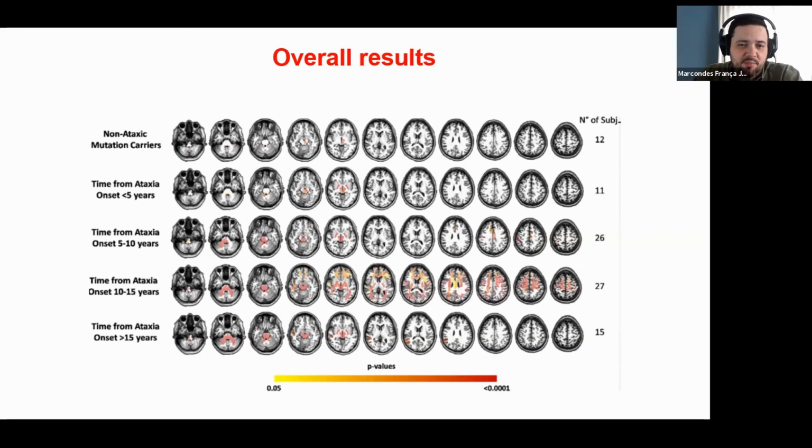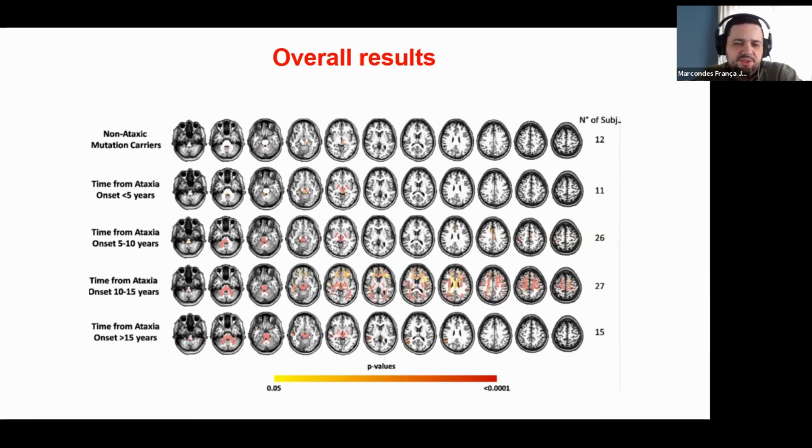So namely within the brainstem and also in the basal ganglia. And then when you look at the different groups stratified for disease duration, you can really appreciate that this kind of spreads, and then it extends to the basal ganglia, it extends to the brainstem, and in the later stages also to the cerebral cortex.